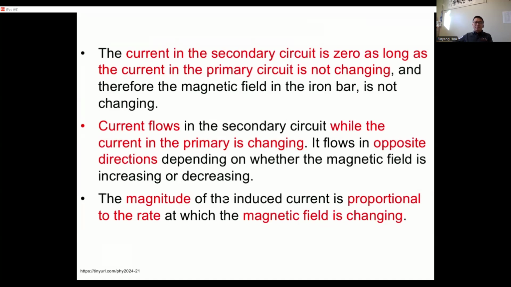The magnitude of the induced current in the secondary coil is proportional to the rate at which the current is changing in the primary, or we can say the rate at which the magnetic field is changing at the primary coil, because we know by this point that if you have current, then you have a magnetic field due to the current.